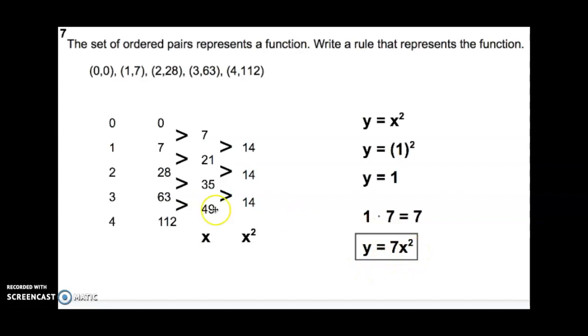And I can check these. Put 2 in for x. 2 squared is 4. 4 times 7 is 28. Put in 3 squared, you get 9. 9 times 7 is 63. 4 squared is 16. 16 times 7 is 112. So this checks. So this is my answer for number 7.